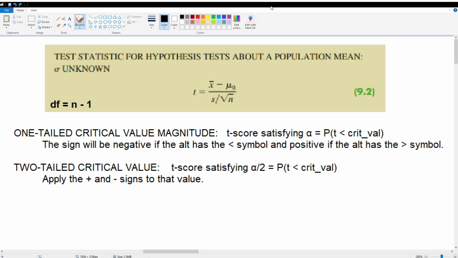Something important you will also need to note is whether or not your alternative hypothesis, or you call it alt, has the less than symbol or the greater than symbol. Well, those signs might confuse it a bit. Pay very close attention.